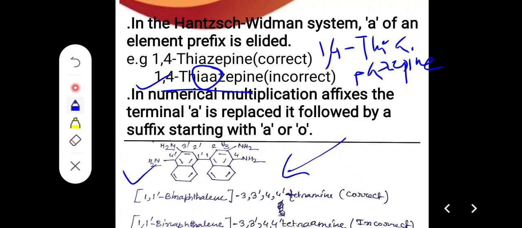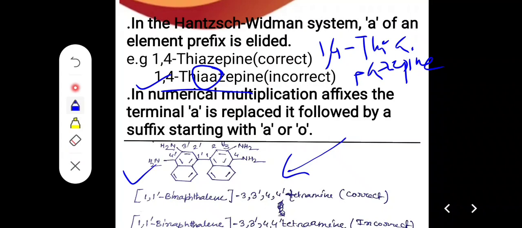So 1 comma 1 prime hyphen binaphthalene. Here also other terminology is there. 1 comma 1 prime is used to denote the linkage of the two naphthalene rings attached to it. 1, 1 prime designates that this is the linkage between the two naphthalene moieties. So we get 1 comma 1 prime hyphen binaphthalene. We know a hyphen is used between locants and the word, and it is binaphthalene because two naphthalenes are attached to it.